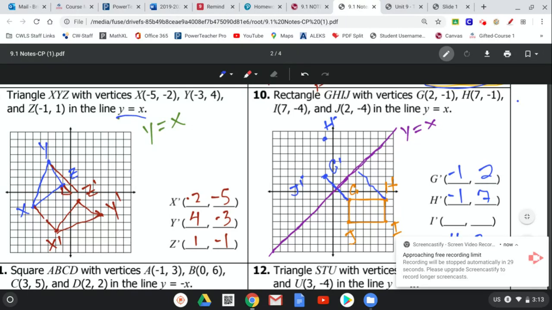And I is going to be 1, 2, 3, 4, 5.5. So we're going to go 5.5 the other direction. And that is going to be right there. Okay, so that's going to be I prime. All right, so now we just connect the dots here, and that's our reflected image.